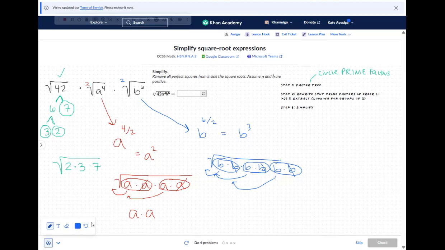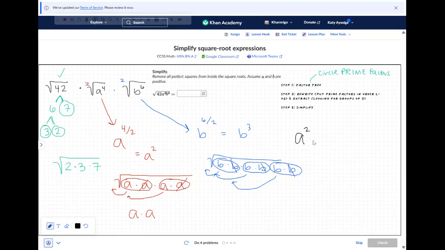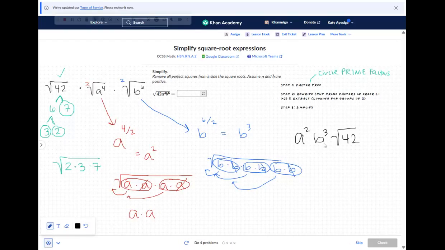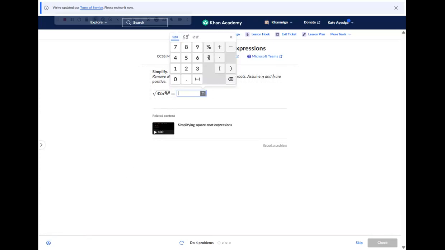All right, so now putting this all together, we've got a squared outside the radical, b cubed outside the radical, and unfortunately for us, 42 remains inside the radical because it did not have any repeating factors. All right, so I'm going to go ahead and plug that in. a squared b cubed. So a to the power of 2 times b to the power of 3, and then it was the square root of 42.